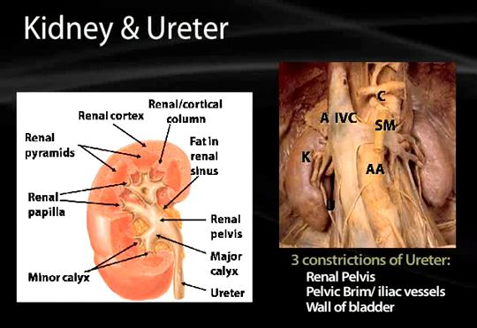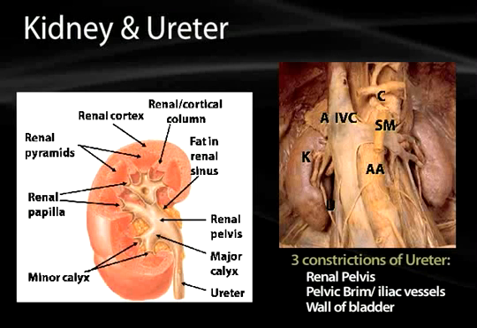Now we'll move on to kidneys and the ureter. Here you can see a posterior abdominal wall dissection showing the kidneys, the IVC, the adrenal glands, superior mesenteric and inferior mesenteric, along with the aorta, and you can actually see the left renal vein being crossed by that superior mesenteric vessel with the celiac just superior to that.